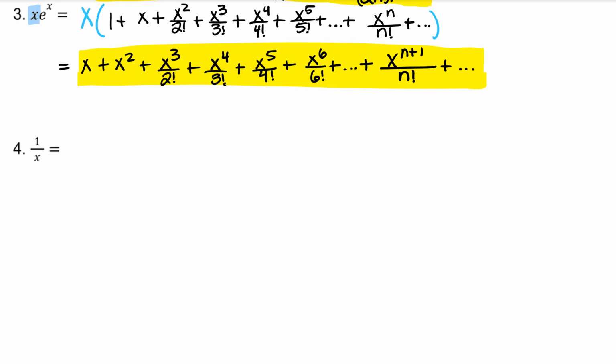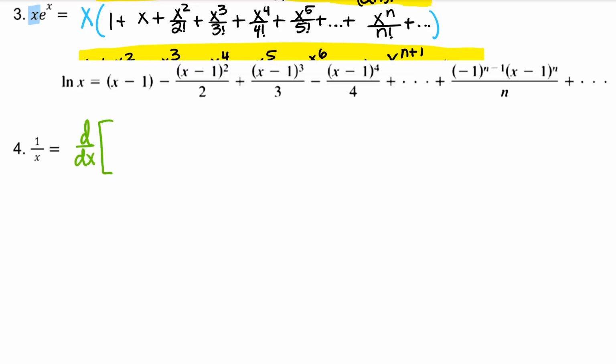1 over x. I don't actually have a power series that looks like that, but I do have a power series for ln x. And the derivative of ln x is 1 over x. So the beauty of power series is that they are so much easier to differentiate and integrate than transcendental functions. Therefore, the series for 1 over x is just the derivative of each term in the series for ln x. Here's the series for ln x.